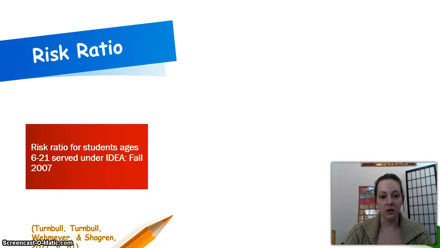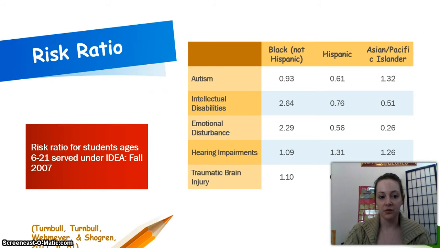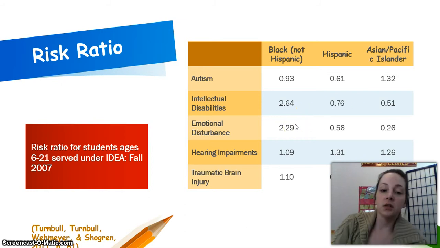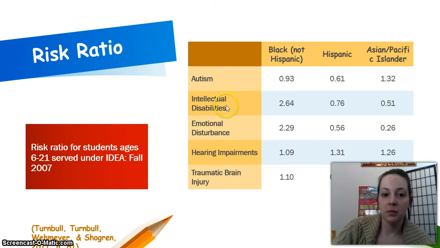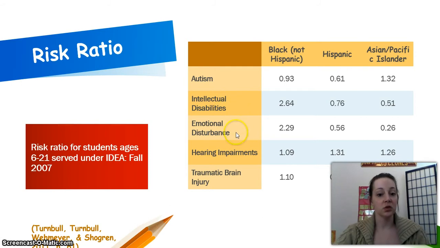But moving on though, I did get this chart from the textbook on page 61, and this is obviously a shortened version. I just kind of chose a few things that we are talking about in this particular presentation. So you can see here how autism, intellectual disabilities, emotional disturbance, hearing impairments, and TBI, how they all differ from race to race. Like I said, if you want the full chart, it is on page 61 of our textbook.